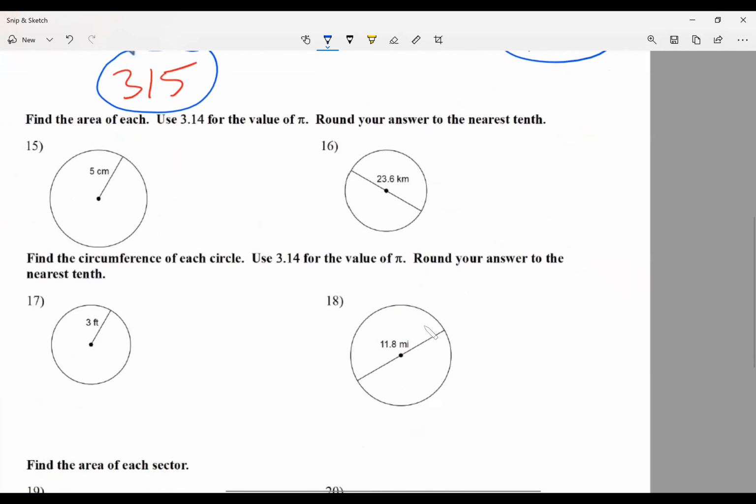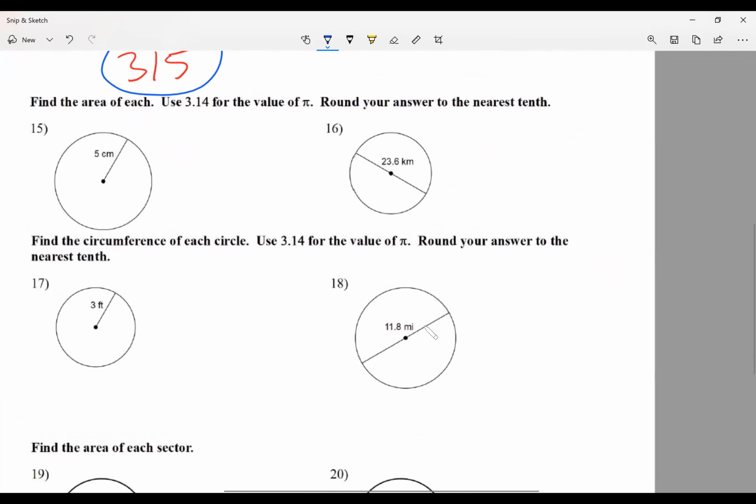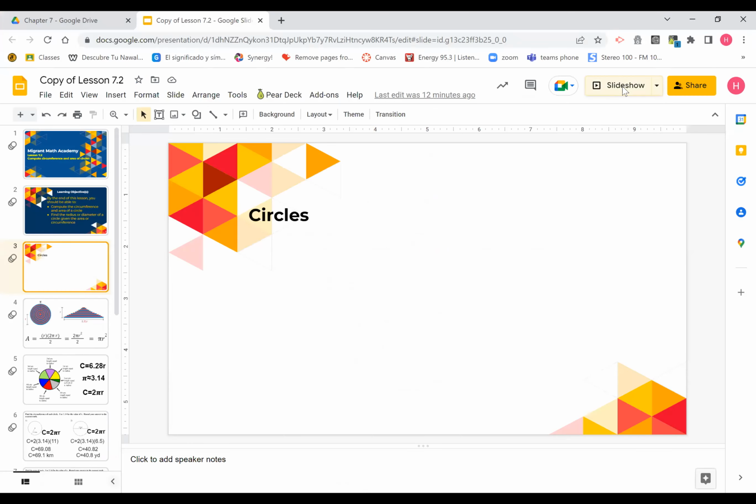Now, questions 15 through 18, we have circles. First of all, for 15 and 16, I want you to find the area. Question 17, I want you to find the circumference. So there's a difference. Let me explain what area and circumference are.